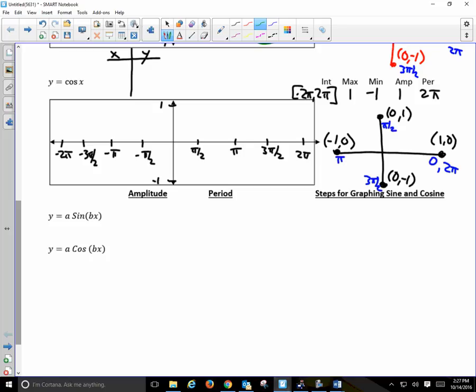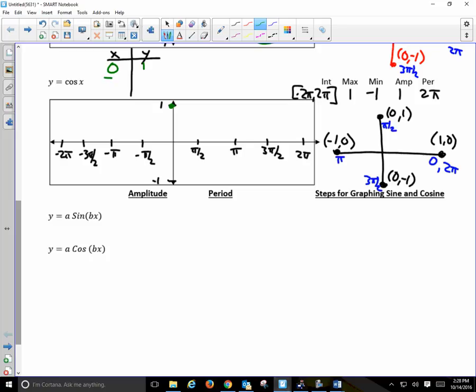I'm going to choose my first x value to be 0, okay? If you take the cosine of 0, is cosine the x value or the y value? X. So the cosine of 0 is 1. So 0, 1 is my first point.